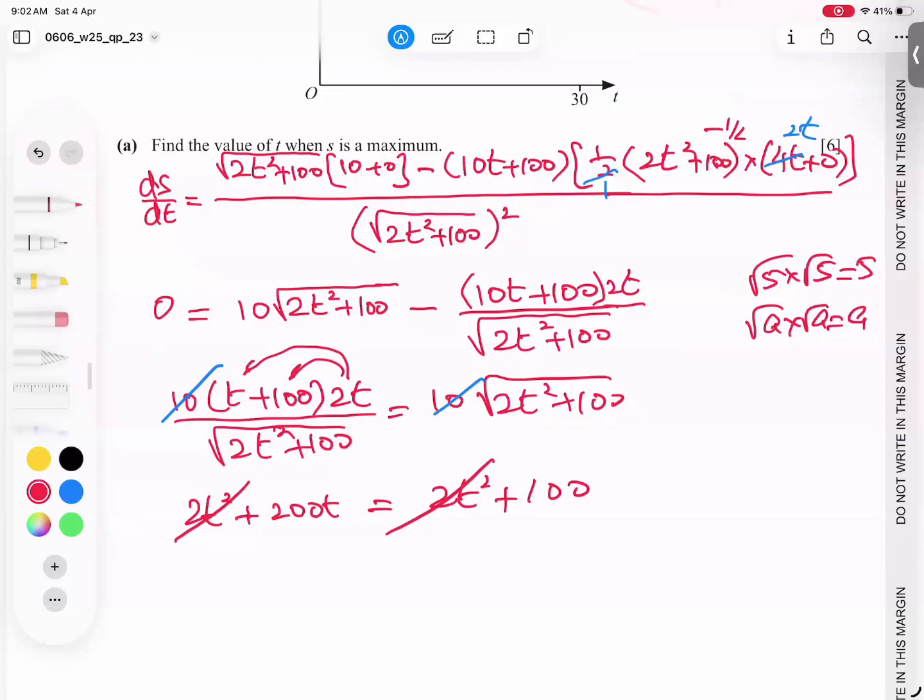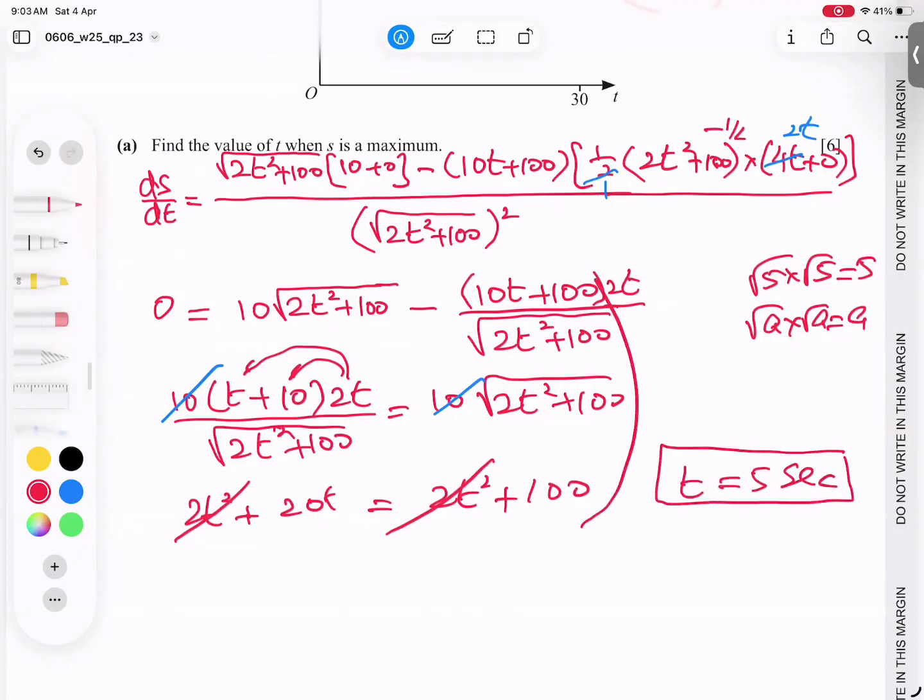If we check it, I think when I take 10 common, this is not 100 anymore. This becomes 10, inside the 10. So the 10 will eliminate. So I got 20t. So 20t, when t divides 20, it gives us t equals 5 seconds. So Alhamdulillah, he was asking to find t. We have done it. First part completely over.